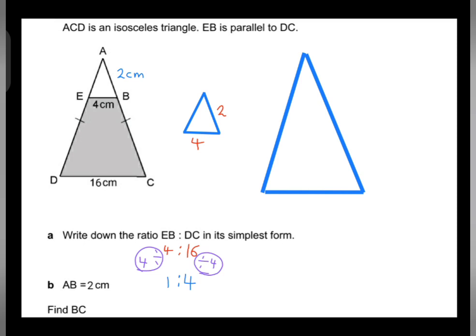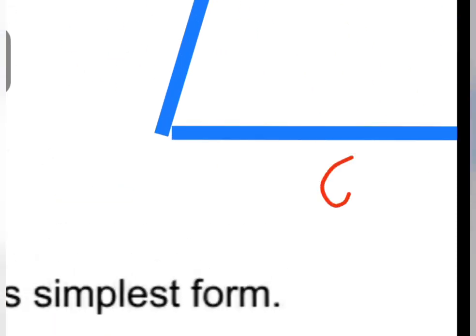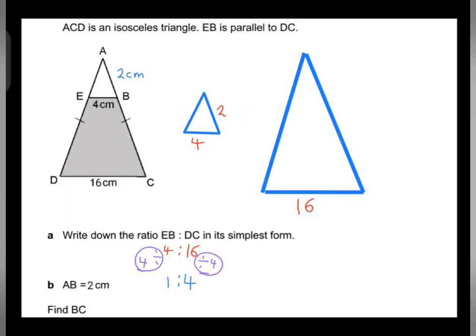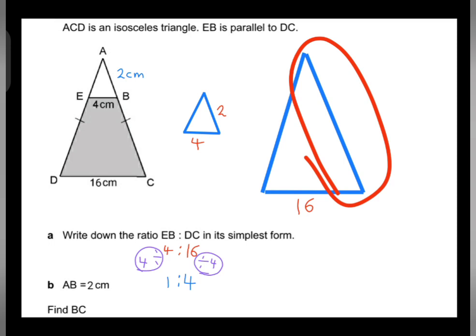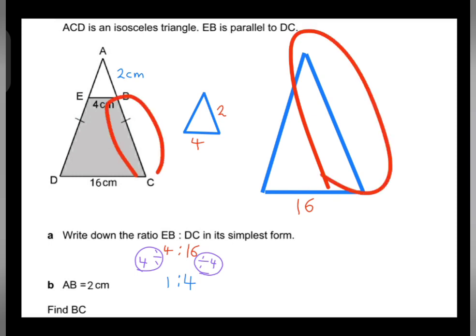Now let's draw the large triangle so we can answer the rest of the question. This is the large triangle. Now let's label it. First, we have 16 here, so we put 16. And then this one is BC and 2 together. So we're going to try to find this one so we can find BC.